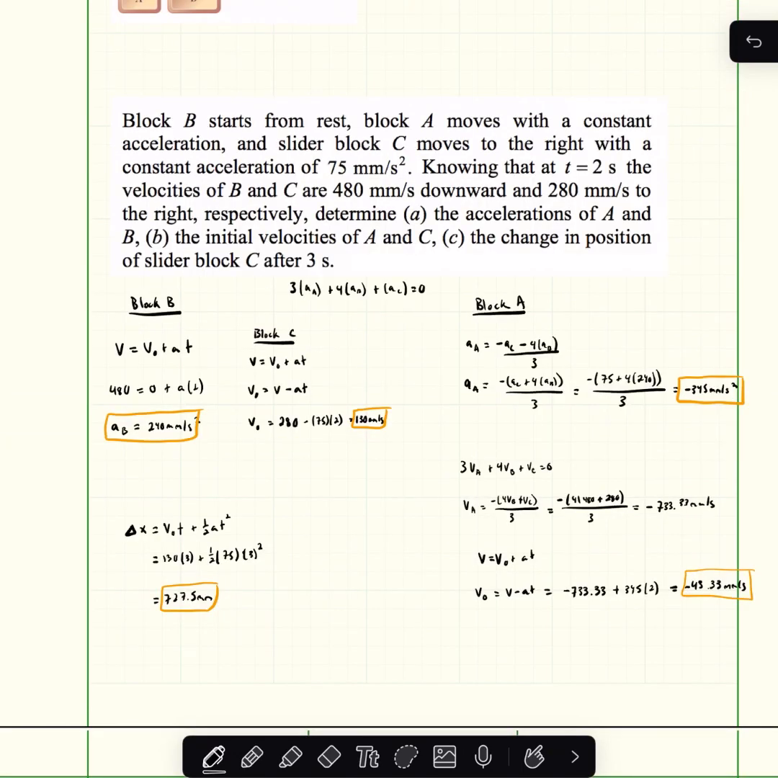For this last one, I split up into block A, B, and C. You find the acceleration of B, then you can find the acceleration of A from this equation that I have above. And then you can use what you find from A to get the block C and the block A part, and then you can use what you find to get the change in position.